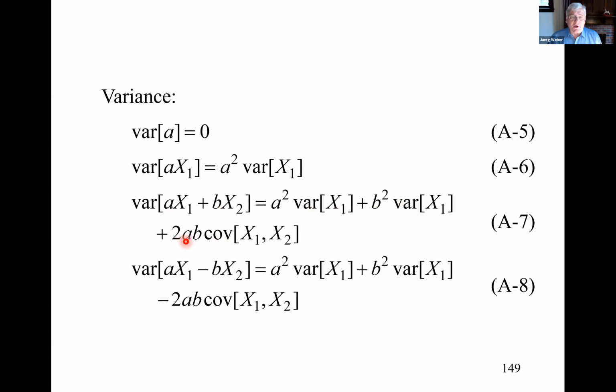Again, if those random variables are independent, then actually this covariance is 0, and you have here a somewhat simpler expression. Now, if it's not addition, if it's a minus here, you still have the plus here, and the minus only goes here.